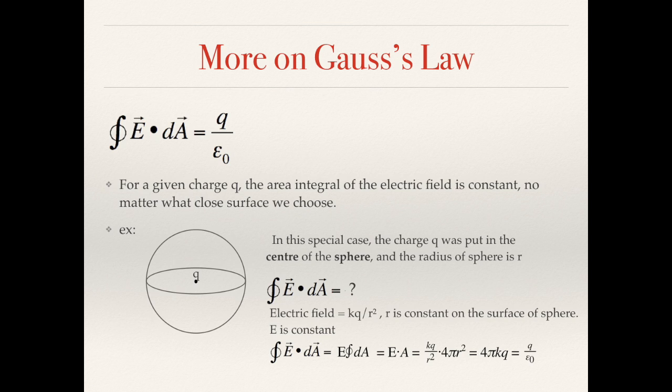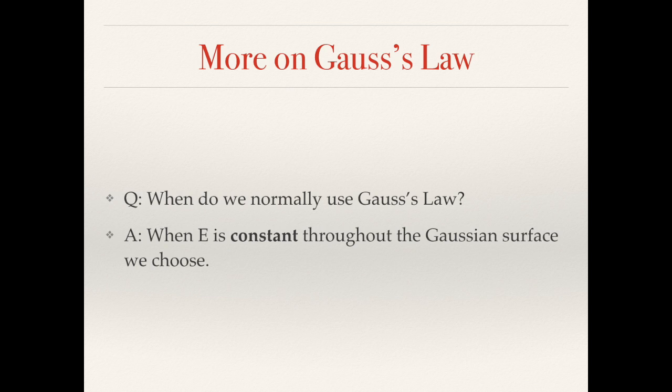Now we get E times the area integral, which is kq over r squared times 4 pi r squared, where 4 pi r squared is the surface area of the sphere. After some transformations, with k equal to 1 over 4 pi epsilon 0, the final result is q, the charge in the center of the sphere, over epsilon 0. This result matches Gauss's law, so what we've just done is a proof of Gauss's law in a special case.